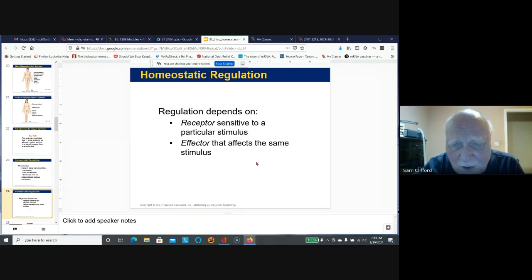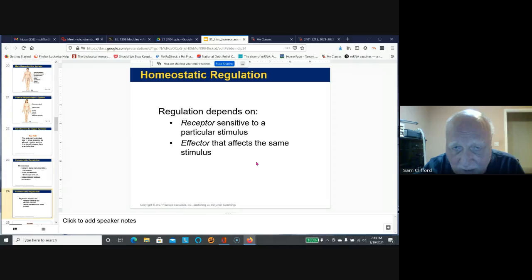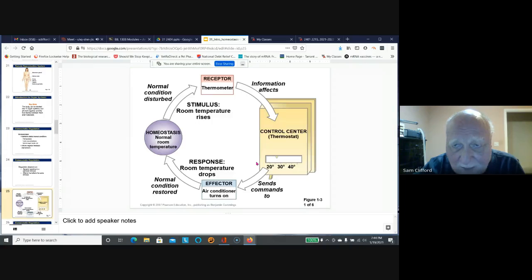So suppose it's very cold and windy. Your central nervous system senses that your skin is getting cold. The effectors will be the muscles shivering, and maybe you change your behavior and get out of the cold. Okay? Stable internal conditions. We talked about that.